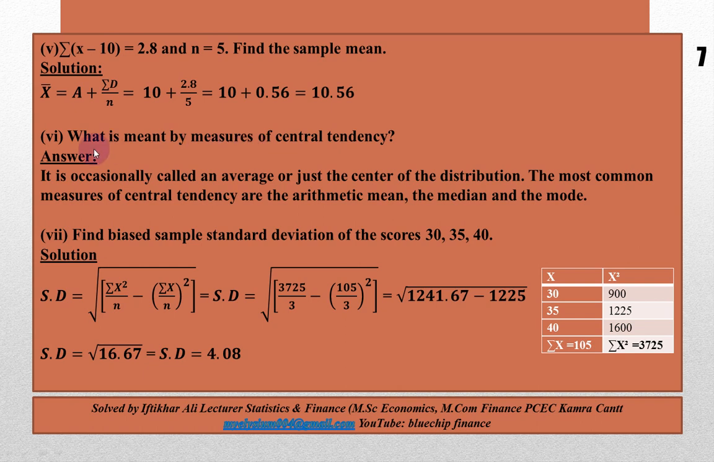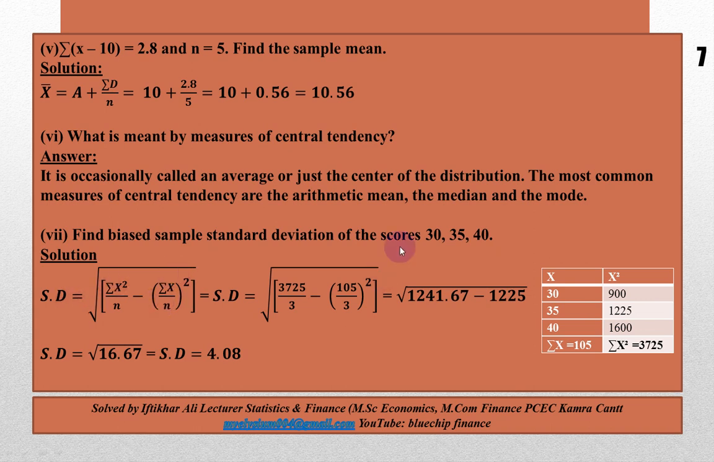Question number 6 is what is meant by measures of central tendency? Answer is given here. Question number 7 is find the sample standard deviation of the scores 30, 35 and 40. Formula for standard deviation is square root of sum of x square over n minus sum of x over n whole square.